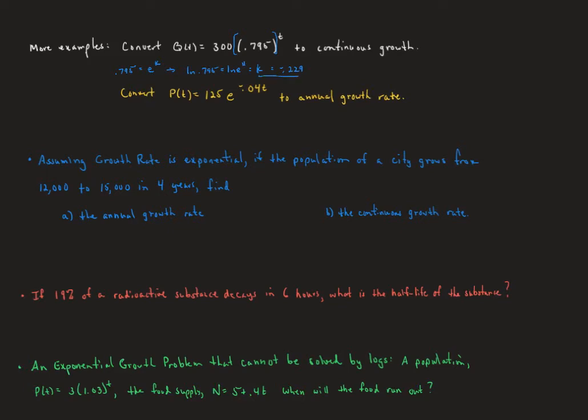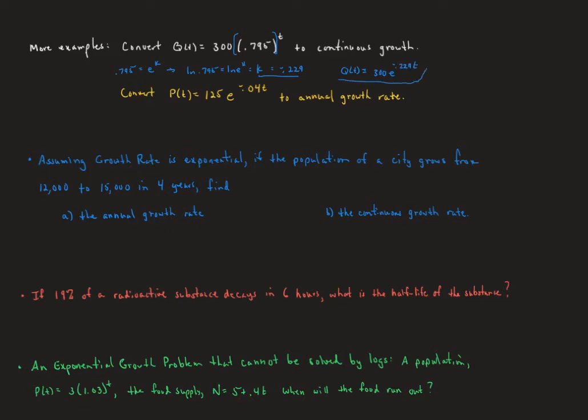And if we wanted to write the whole thing, it's optional. The initial value, 300, would still be the same, regardless of whether it was written as continuous growth or annual growth. And we would get 300 times e to the negative 0.229 t.